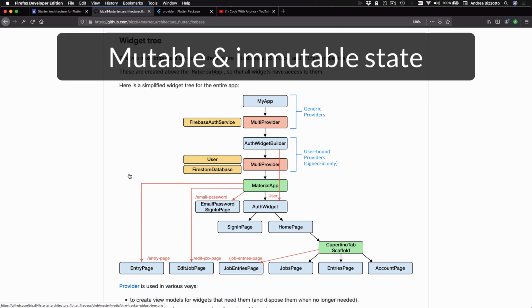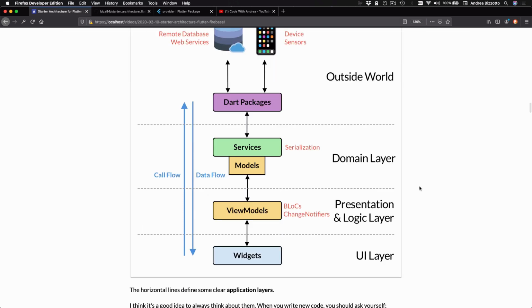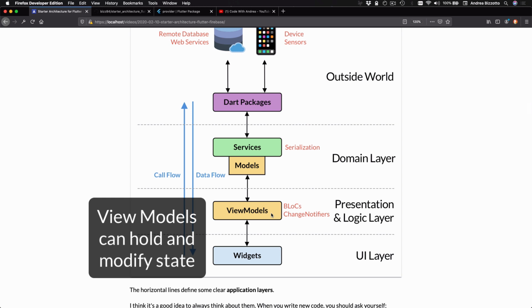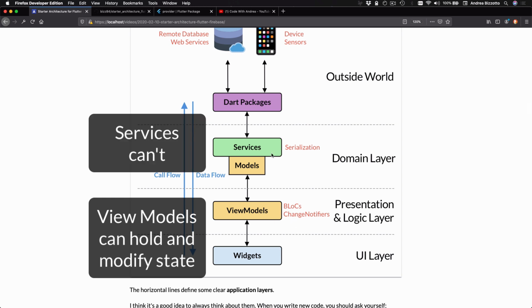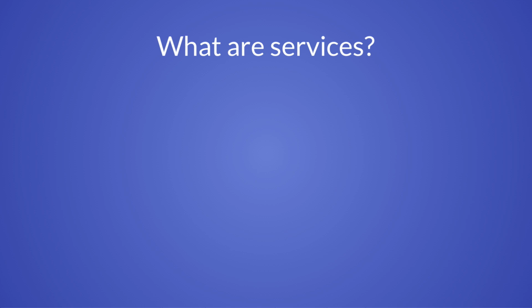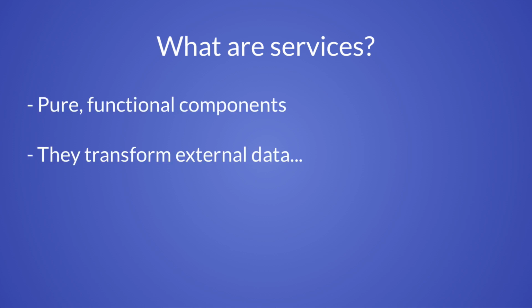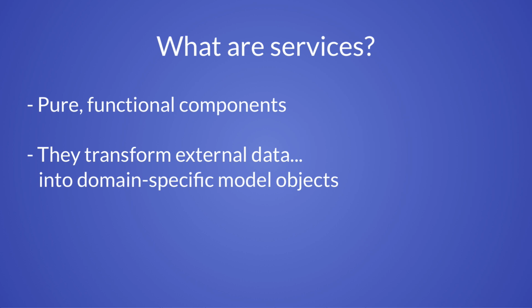Next, I want to talk about mutable and immutable state, because one important aspect of this architecture lies in the differences between services and view models. In particular, view models can hold and modify state, while services can't. In other words, we can think of services as pure functional components, and services can transform the data that they receive from external Dart packages and make it available to the rest of the app via domain-specific APIs.